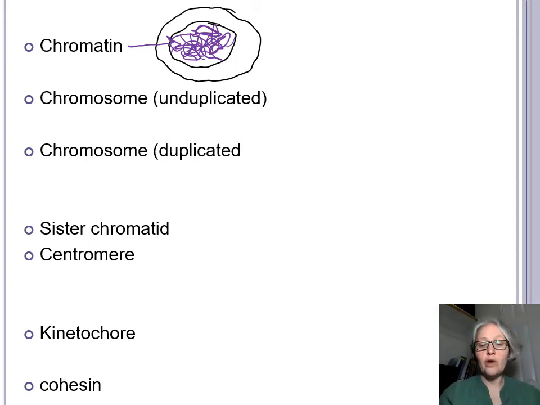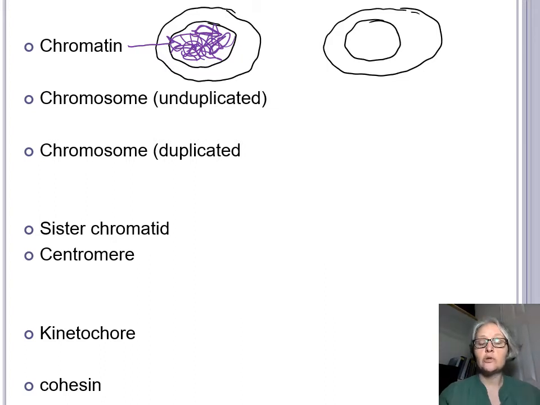When the cell gets ready to replicate or divide, that DNA and that protein, that chromatin, are going to condense. So instead of being gobbledygook, we're going to start seeing very distinct structures. Those distinct structures are what we call chromosomes. There are 2 different types of chromosomes we're going to see, and I want you to be familiar with both. So first we'll start off with an unduplicated chromosome.